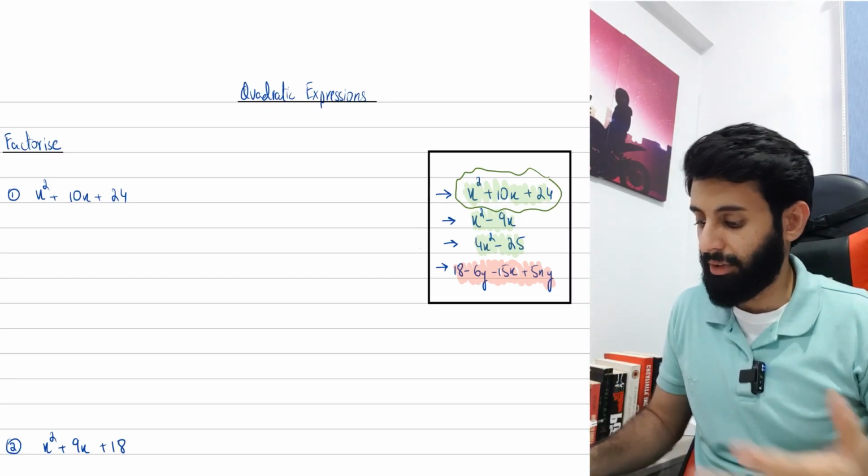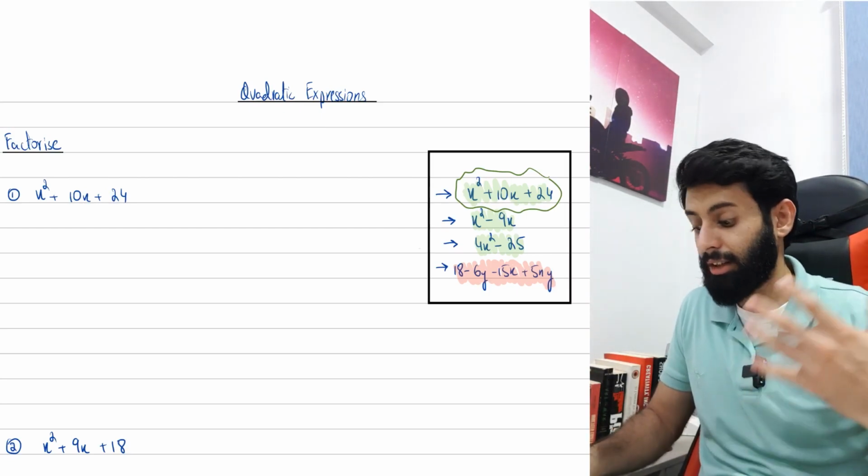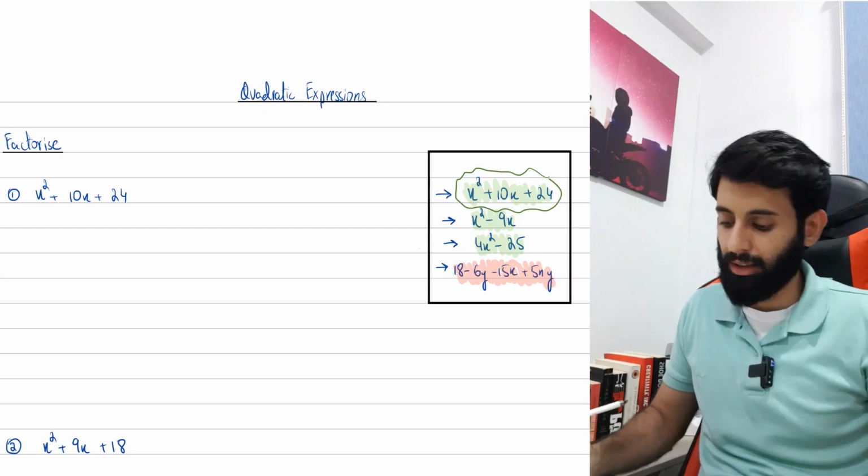Now there may come a point where you don't really have a term in x, so in that case just x squared and then the constant. There may come a point where you don't really have a constant, so in that case just a term with x squared in it and then x.